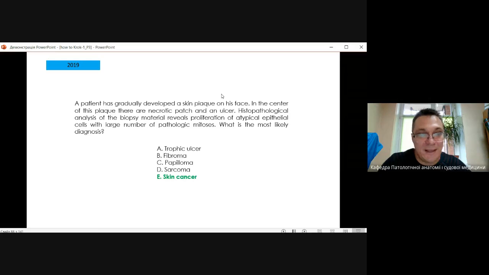Skin cancer: a patient with a gradually developed skin plaque on his face. In the center of this plaque, there is a necrotic patch and ulcer. And in the histological analysis, there is proliferation of atypical epithelial cells. The only conclusion, that's cancer.